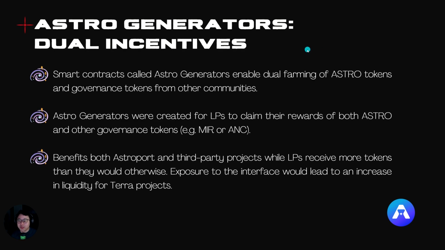What's cool about Astroport is that they have this thing called Astro generators, which are really just smart contracts that allow you to farm Astro tokens as well as the LP rewards of another token pair. So for instance, if you're farming like Mirror UST, Anchor UST, or PSI UST, you're able to get both the Astro tokens as well as the governance reward tokens from those individual pools as well. So you can basically dual farm.